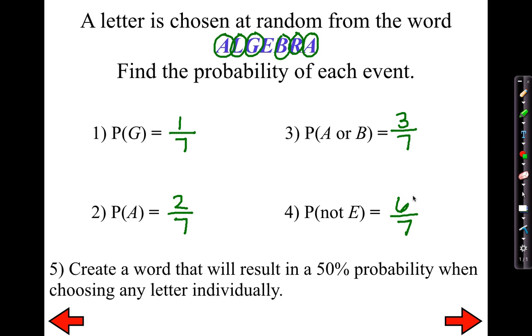Okay. So now I want you to create a word that will result in a 50% probability when choosing any letter individually.